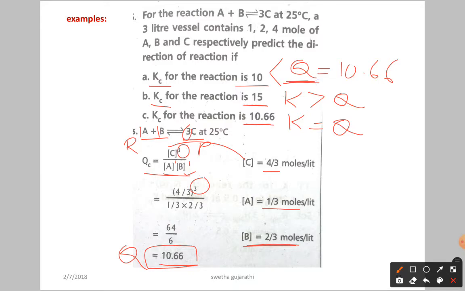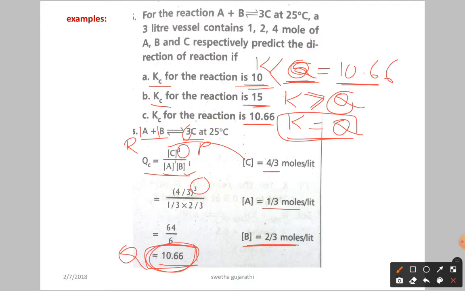In the first case, Q is more than the K value, because the Kc value is only 10, but Q we got is 10.66. So in this case Q is greater than K. In the second case, K is greater than Q, because here we have 15, but Q is 10.66. In the third case, both are the same. So now you can define the direction of the reaction.